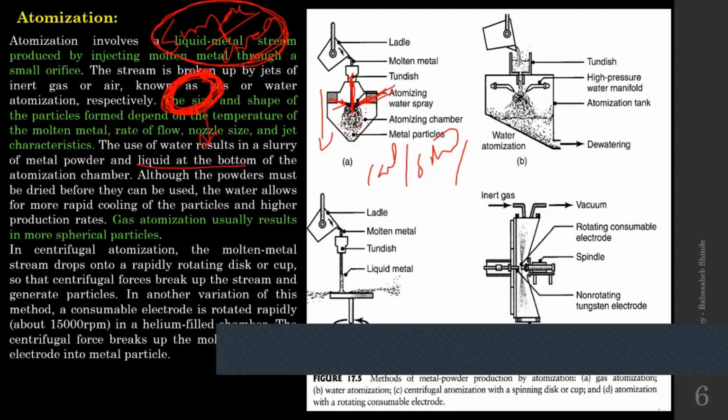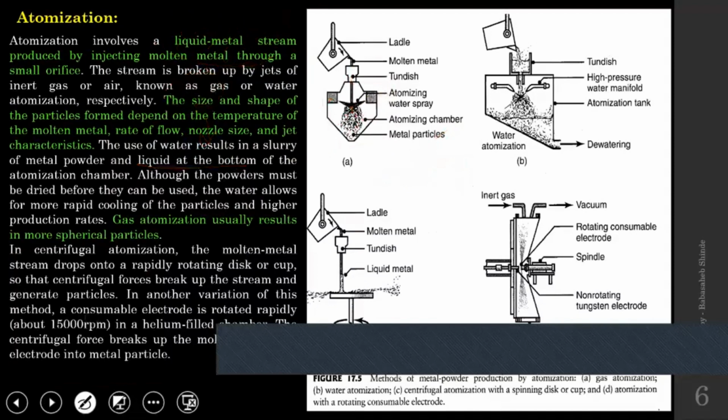So in the first technique, we have used a jet of high pressurized air to disturb the flow and break it into particles. Those particles settle down and you get the powder of that particular metal. Now, when you replace this air spray with a high pressure water spray, you get another technique.